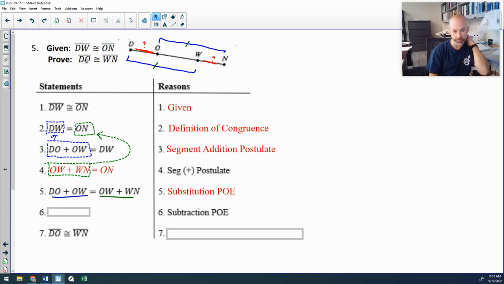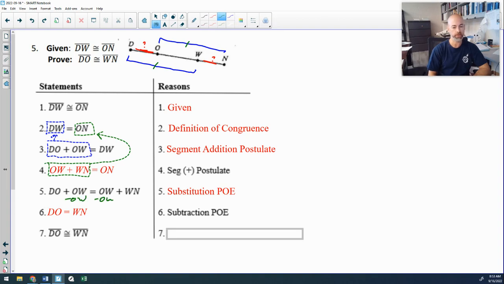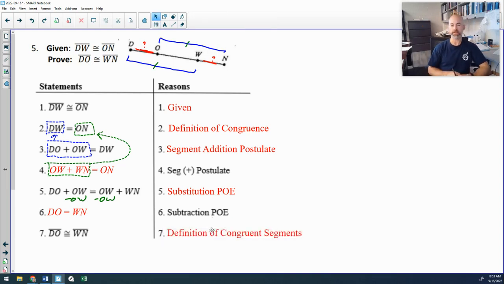Then I am shooting for DO congruent to WN. And if I can get rid of those OWs, I will accomplish that. And I can get rid of them by subtracting them out of the equation. So now I am subtracting OW from both sides of the equation. That will leave me with DO and WN. And then finally, we do not want equals, we want congruence. So we will use the definition of congruence to make our final statement. There is our proof.